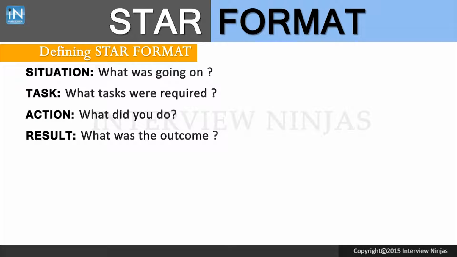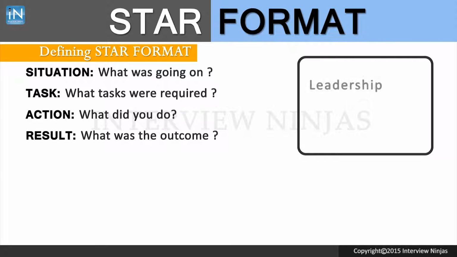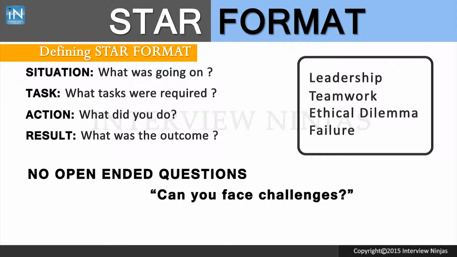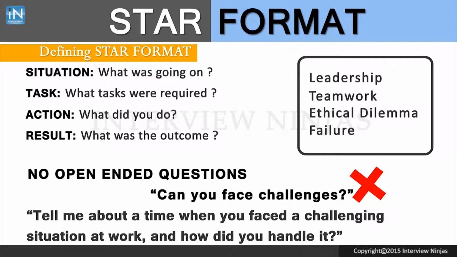Do you know, most of the top B-school interviews revolve around situational questions such as leadership, teamwork, ethical dilemma, failure, and many others. In these questions, the school is not going to explore your skill sets through an open-ended question such as, can you face challenges? Rather, they're going to ask you a specific question that requires you to share an incident from your life. They'll ask you something like, tell me about a time when you faced a challenging situation at work and how did you handle it?